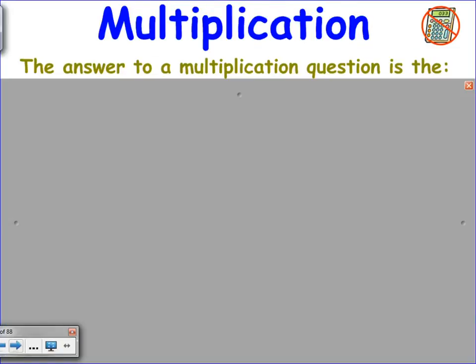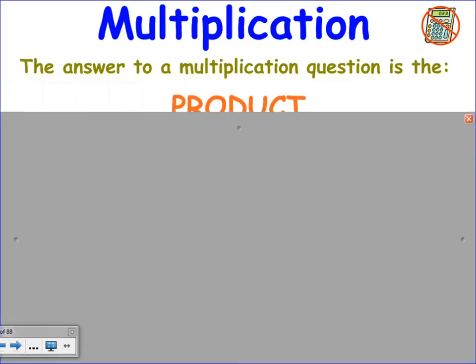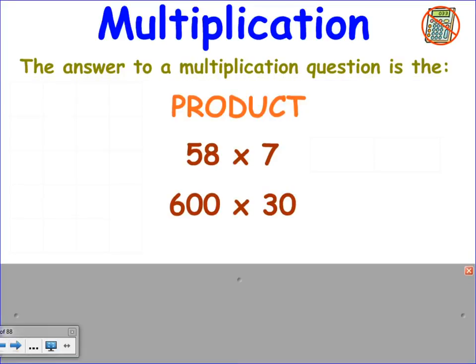The answer to a multiplication question is the what? What is the proper posh word they use to say, I want you to multiply these two? There's always one. The product. So, you will get questions in the exam that talk about this thing called the product. The product of two numbers means they want you to multiply them together. So again, it's a buzzword. The product. The answer to a multiplication question.